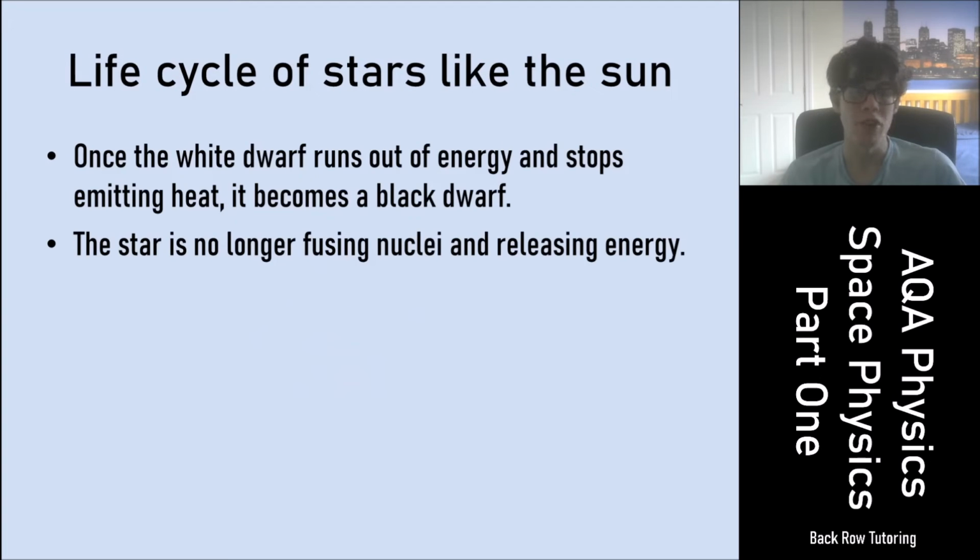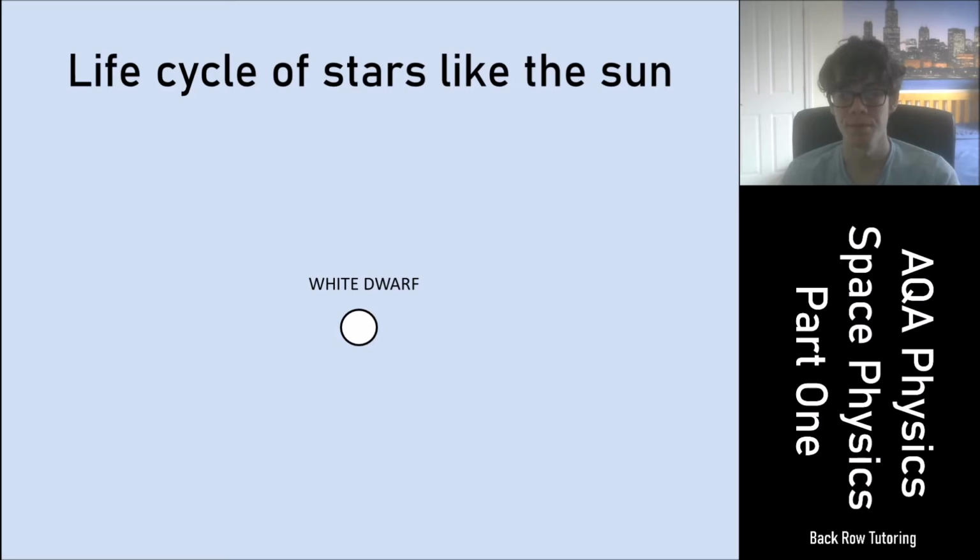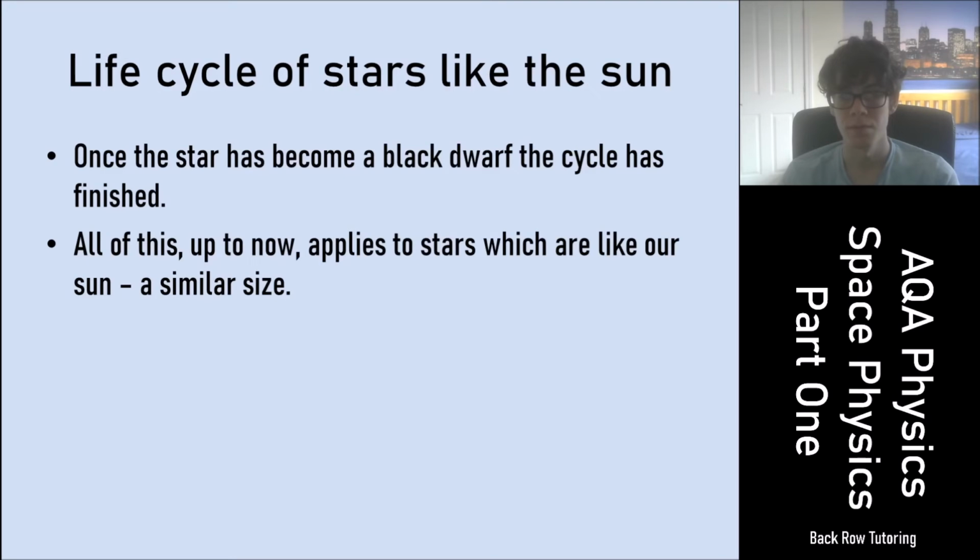Once the white dwarf runs out of energy and stops emitting heat, it becomes a black dwarf. The star is no longer fusing nuclei and releasing energy. Once the star has become a black dwarf, the cycle is finished. All of this up to now applies to stars which are like our Sun, or a similar size to our Sun.